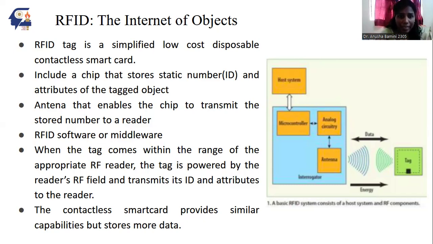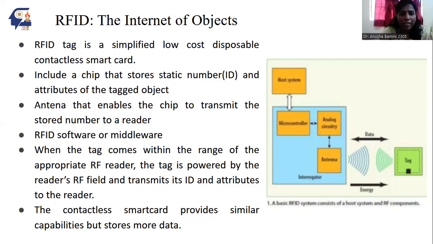So to transmit the data, we have an antenna that enables the chip to transmit the stored number to a reader. So we need an RFID reader. The tag we can paste on the object, but whenever we are scanning the object, we need the reader. In that reader, the antenna is fixed, which can transmit the particular data to the reader. So in the middle, we need RFID software as a middleware.